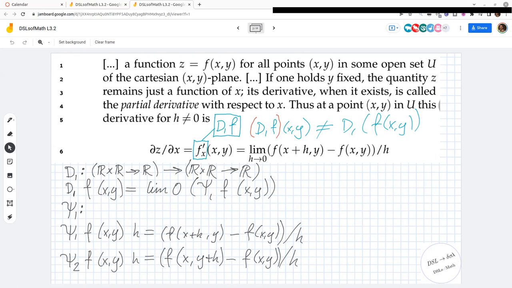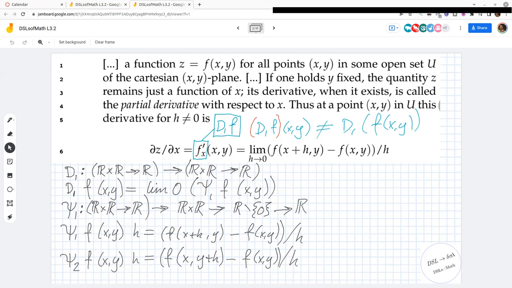Okay, let's see if we can fill in then the type of psi 1. So we know that the first argument is a two argument function, so R cross R to R. The second argument is a pair, an R cross R. That is the pair x y. And then it takes h, and remember that was actually R minus the element zero. And then we return just a real number.